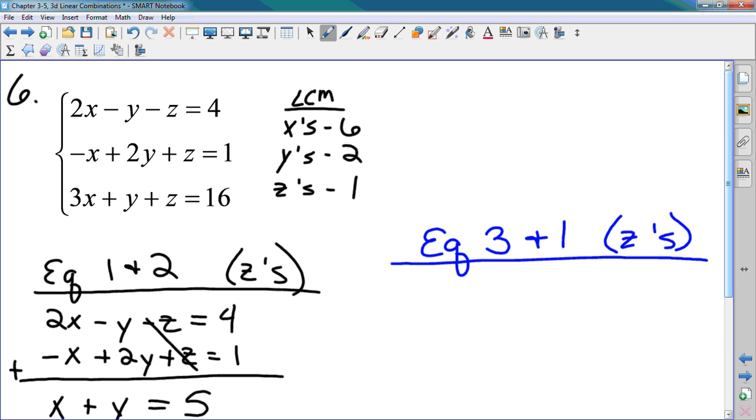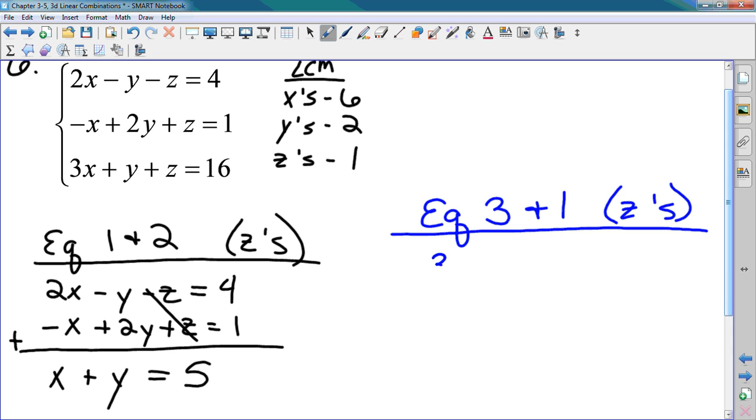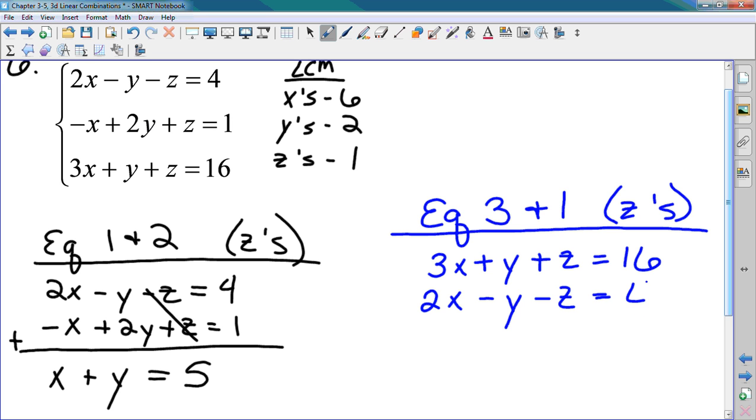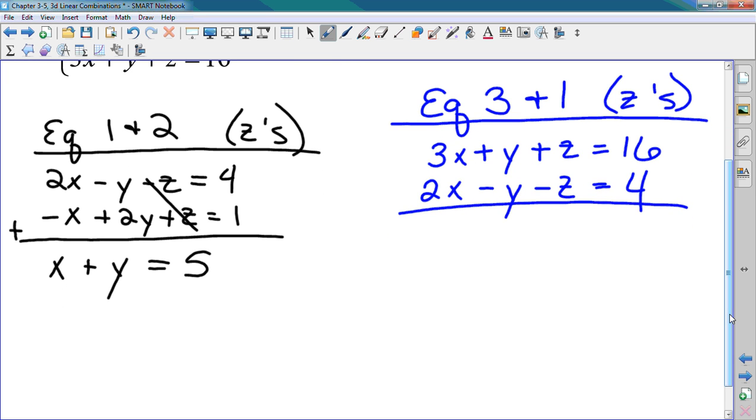Yeah, for now. We're not quite completely done. Well, it's not. We're done for right now. Okay, for that one. All right, so I'm going to choose 3 and 1. I have 3x plus y plus z equals 16. And I have 2x minus y minus z equals 4. Do I have to multiply anything to get rid of the z's? No. They're already plus 1 minus 1. So I'm just going to add the equations.